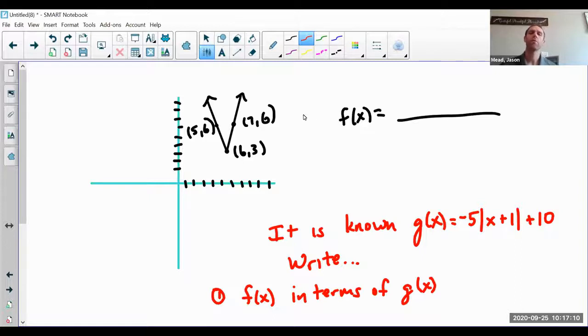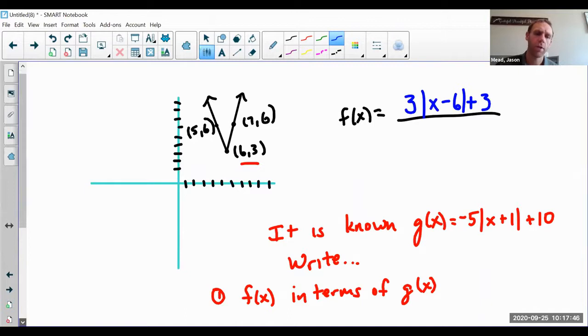First of all, what we want to do is figure out what f of x is from the graph. So I know that I have a vertex at (6, 3). And then if I look at my slope or my rate of change going up, it's 3 to the right and negative 3 to the left. So I have a graph of 3 times the absolute value of x minus 6 plus 3.